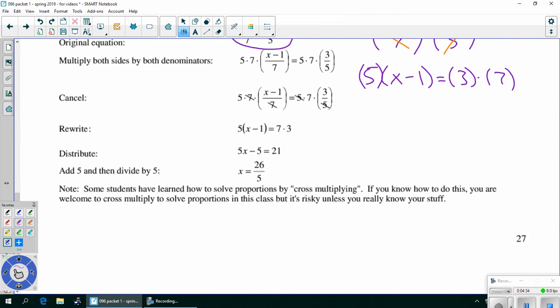But we distribute the 5. So that gives you this 5x minus 5. The right-hand side is 21. Add the 5 to get 26. Then divide by 5 to get 26 over 5. That's our answer. Note, some students have learned how to solve proportions by cross-multiplying. If you know how to do this, you are welcome to cross-multiply to solve proportions in this class, but it's risky unless you really know your stuff. So my preferred technique, my recommendation is no cross-multiply, but rather multiply both sides by both denominators.